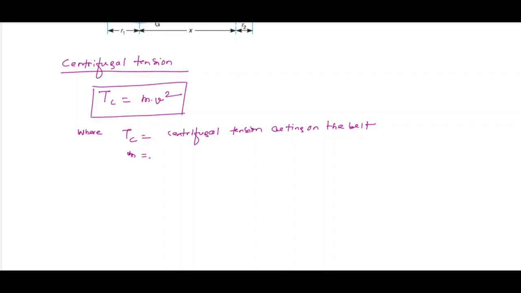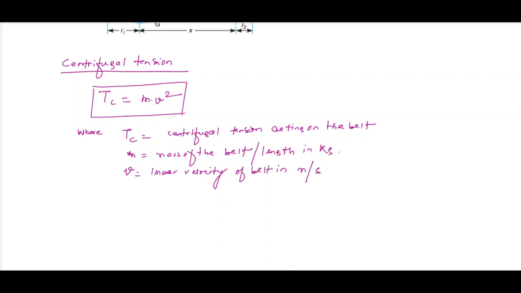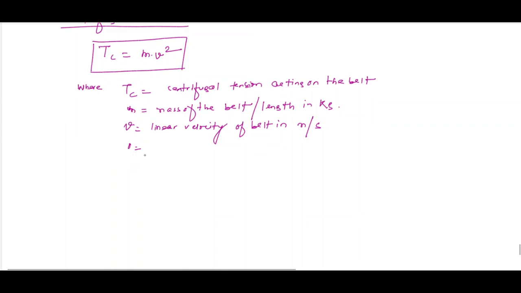And this M is the mass of the belt per unit length in kg. V is the linear velocity of belt in meter per second. R is the radius of the pulley. So in that case, TC is denoted by M V square. This is pulley radius.